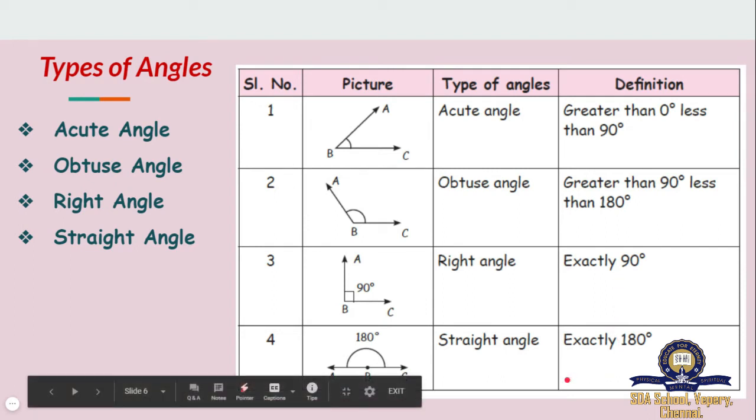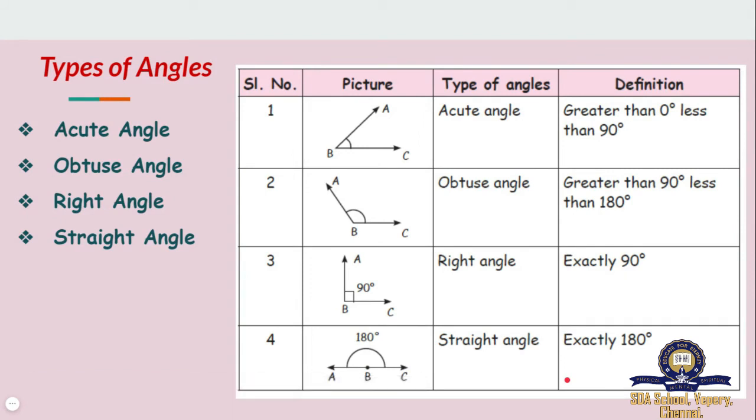Then comes straight angle. Straight angle is exactly 180 degree. At exactly 180 degree, the line will be a straight line. If they say 180 degree, you should say straight angle. If they say 90 degree, you should say right angle.